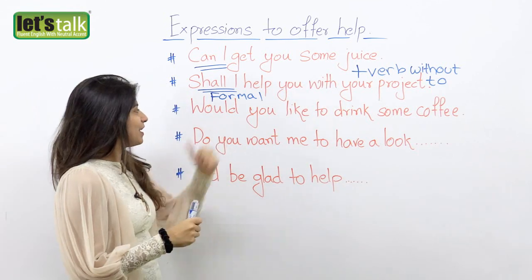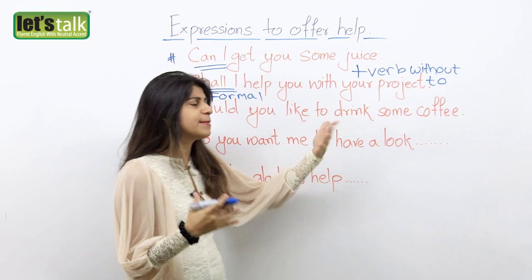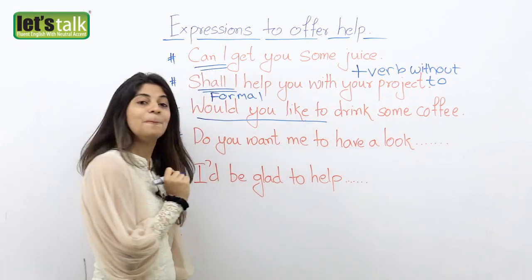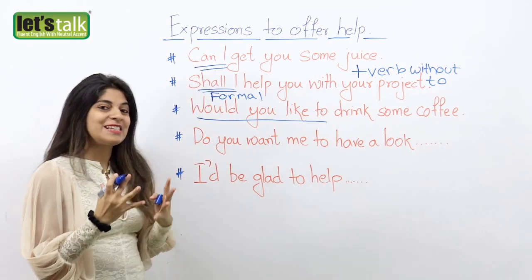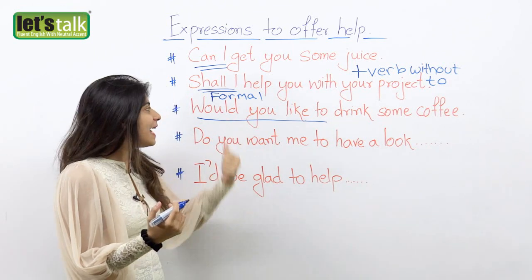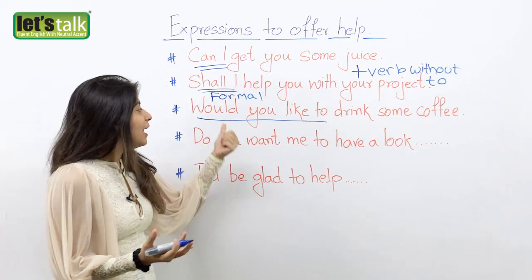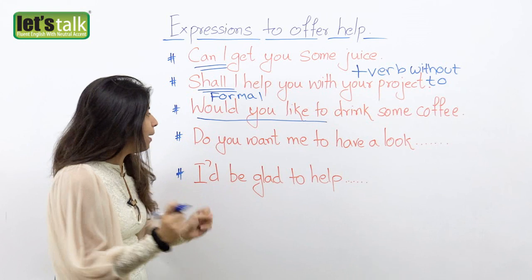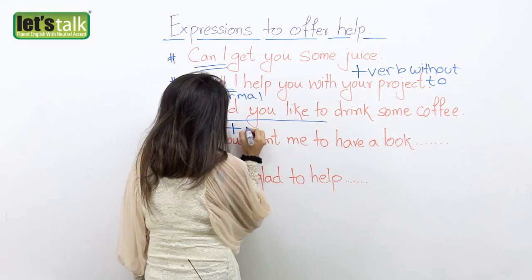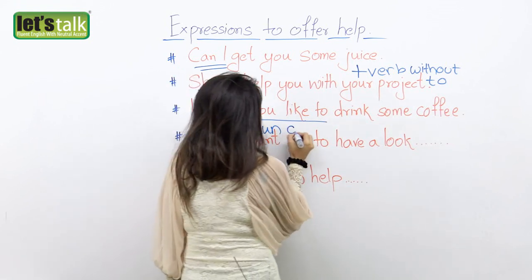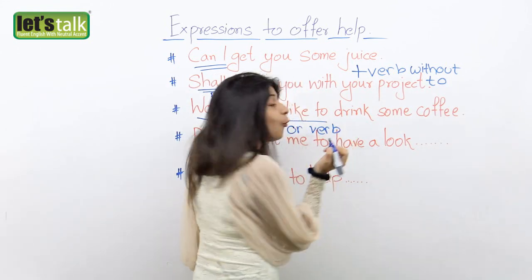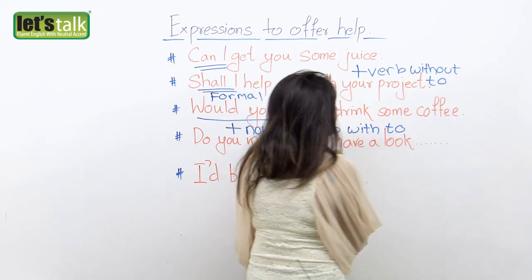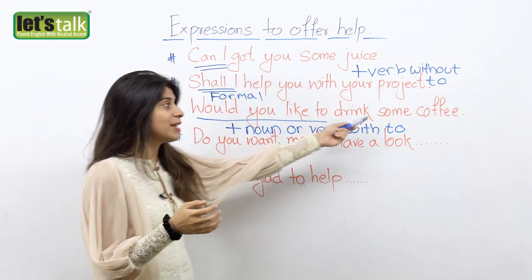Let's have a look at the third expression here. Would you like to drink some coffee? Now here you can start by offering help and saying, would you like to drink some coffee? Now always remember, the expression would you is also pretty formal, but it is always followed by a noun or by a verb with the word to. Okay, so would you like to drink some coffee?